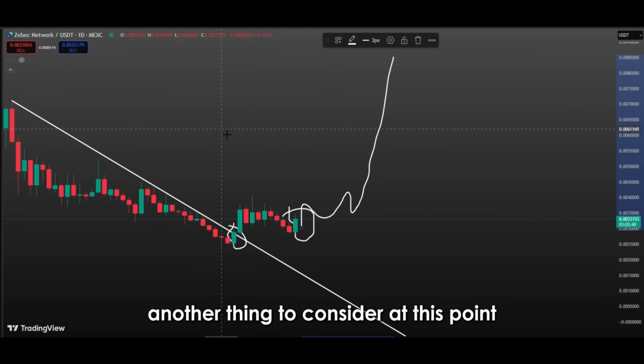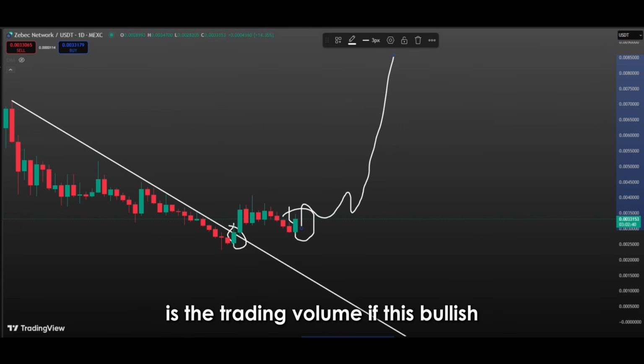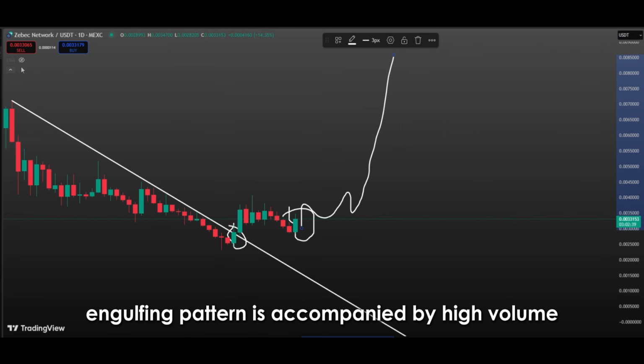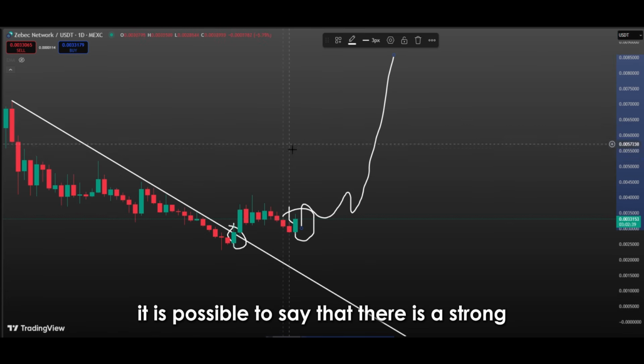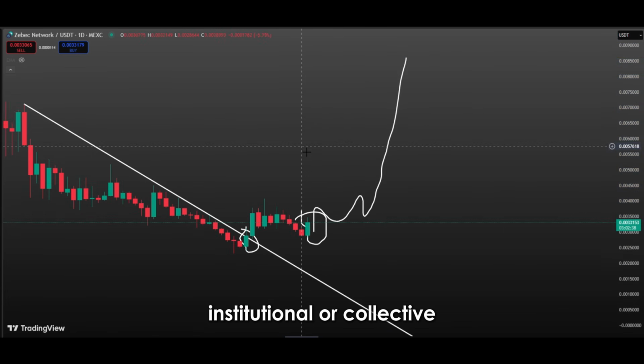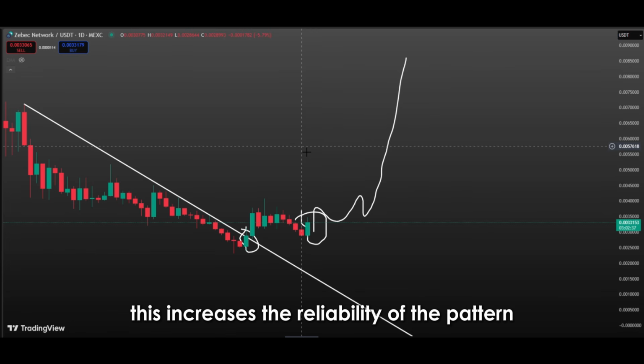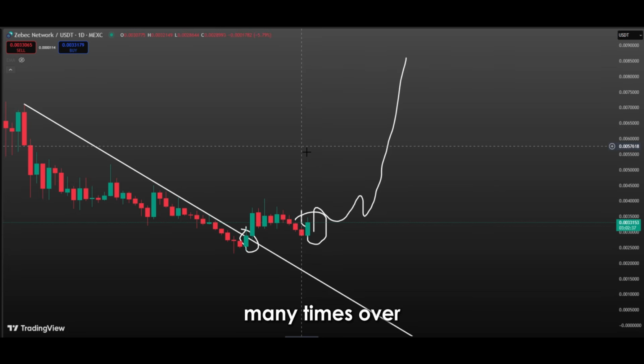Another thing to consider at this point is the trading volume. If this bullish engulfing pattern is accompanied by high volume, it is possible to say that there's a strong institutional or collective individual demand behind the rise. This increases the reliability of the pattern many times over.